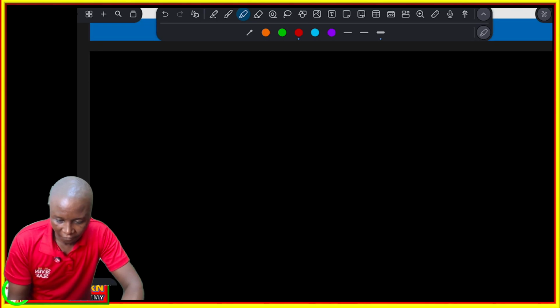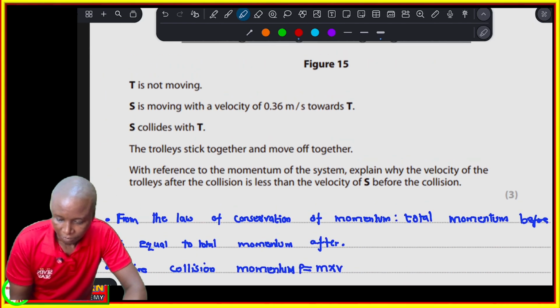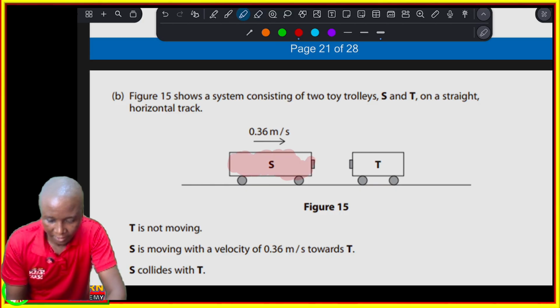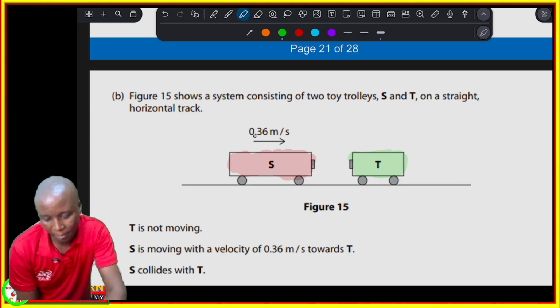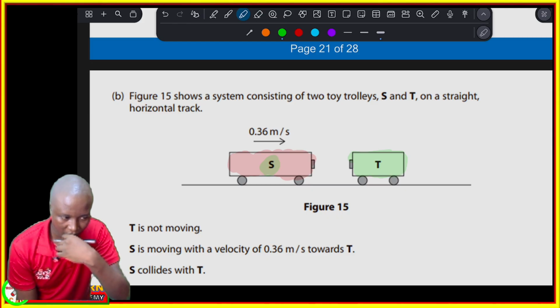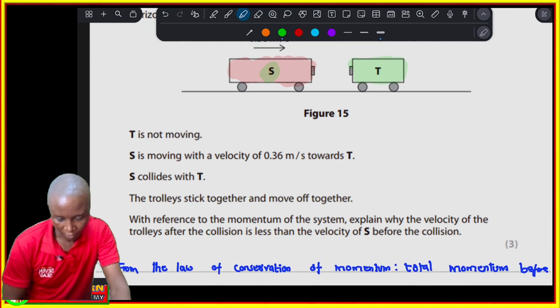Well, we have a question, part B of that. We are told that we have two trolleys here. This trolley is moving, but this other trolley at this given point here is stationary. So which means that its momentum is 0. But the momentum of this will be the mass of S times the speed at which it was moving. But the examiner was asking with reference to the momentum of the system.